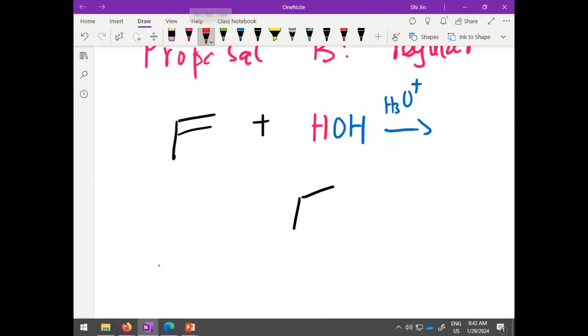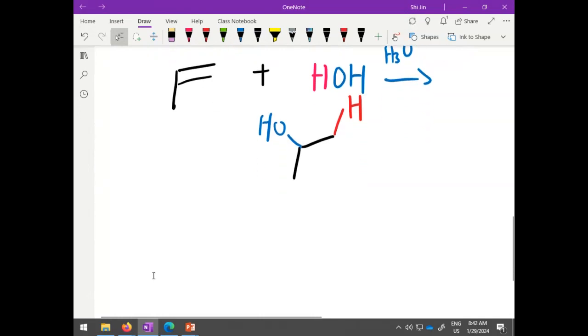You see the proton adds to here, and the hydroxide adds here. That's what you learned in organic one, and obviously we also can have the other one. Which one's red, which one pink? This is red, right? Yeah.